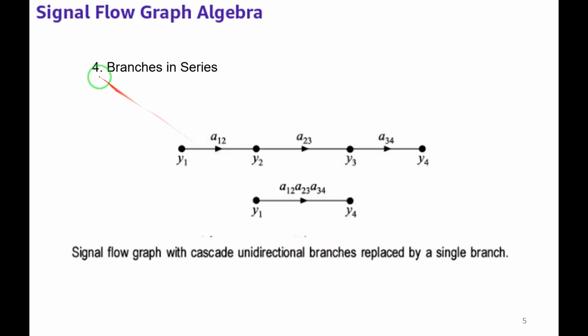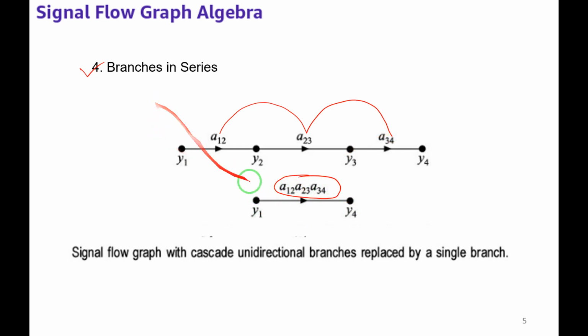Next, whenever the branches are in series, for example y1 to y2 is one branch, y2 to y3 is one branch, y3 to y4 is one branch. The branches are in series. Whenever the branches are in series, I can replace them by a single branch from y1 to y4 by multiplying the gains. Just multiply the gains a12, a23, a34, write the product on top of the branch, and indicate the direction.